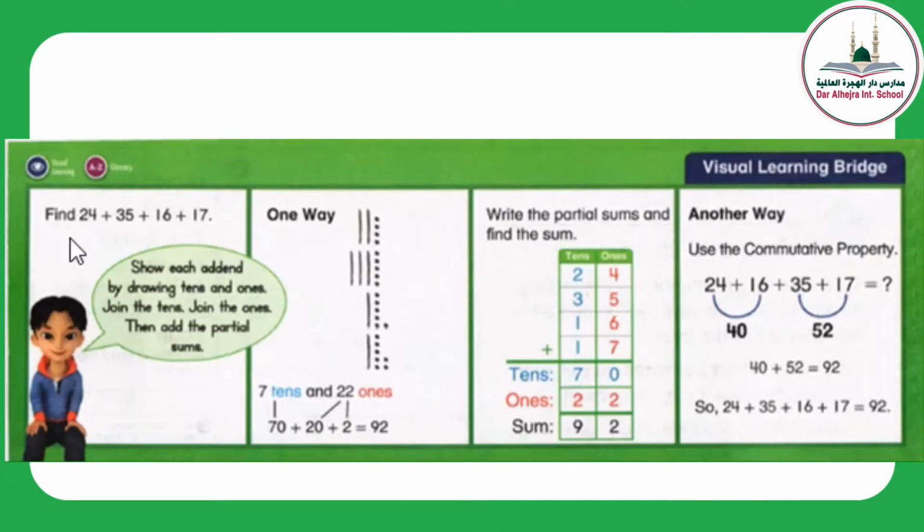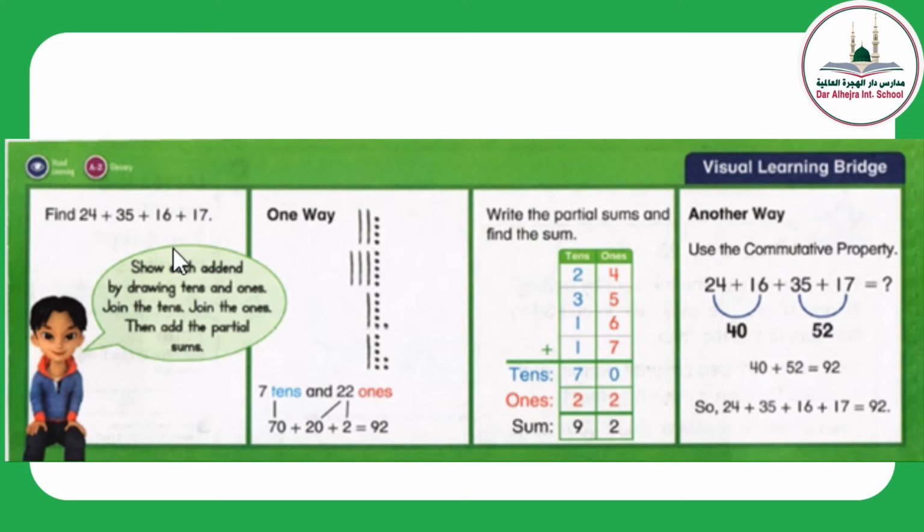Now in this lesson we are going to see some more ways to add more than two-digit numbers, and let's have a closer look at that. Here we have got an equation, 24 plus 35 plus 16 plus 17. That means we have two-digit numbers that are not 2 but more than 2. We have got 4 two-digit numbers.